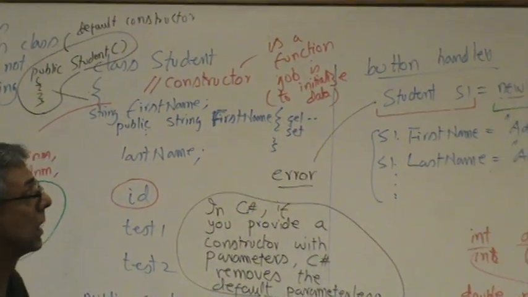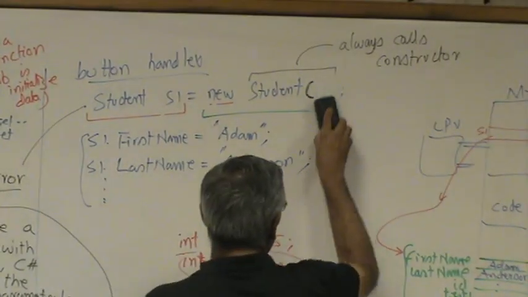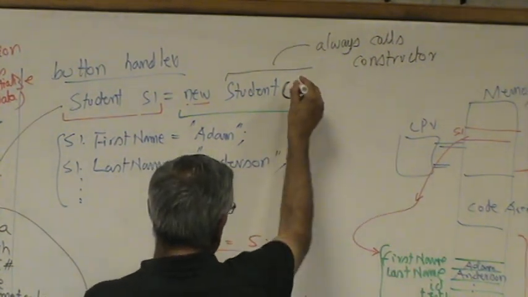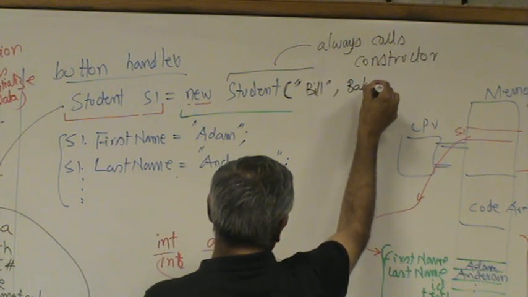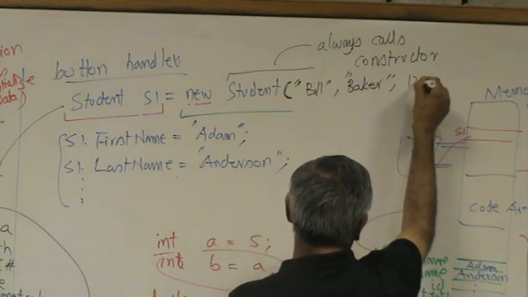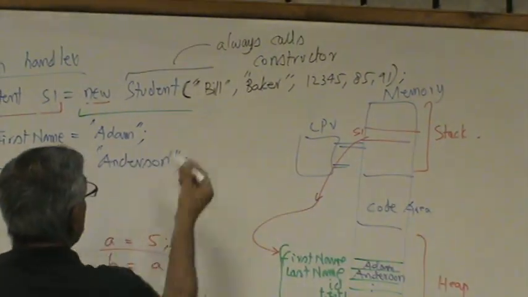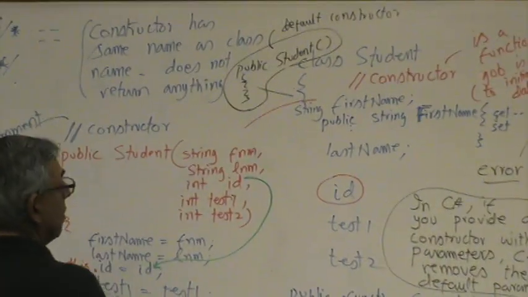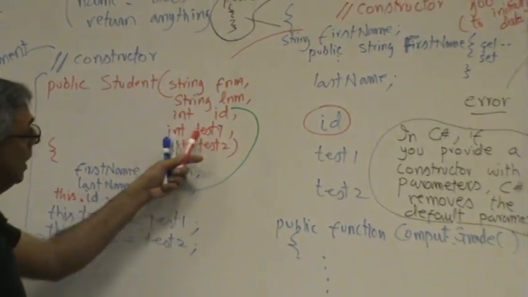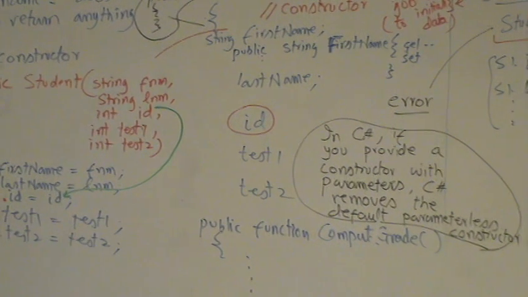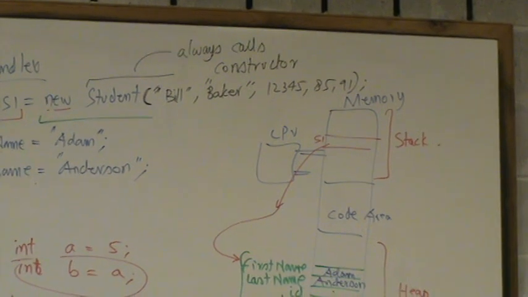So we have 2 choices. A, do not use the default constructor. We now pass some data, for example, Bill, Baker, 1, 2, 3, 4, 85, 91. So Bill will become the FNM over here. Baker will become LNM. ID will become 1, 2, 3, 4. Test 1, 85. Test 2, 89. So we always create a student by passing some data to it. So that would be one option.